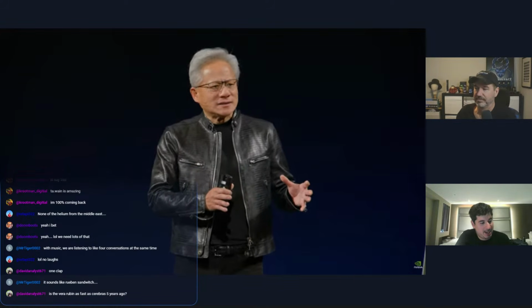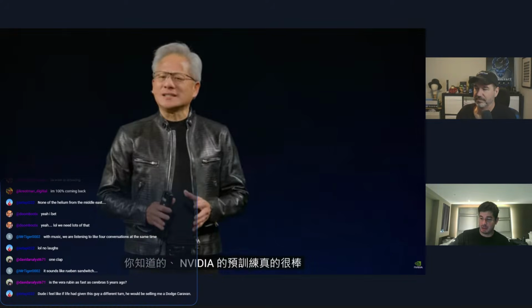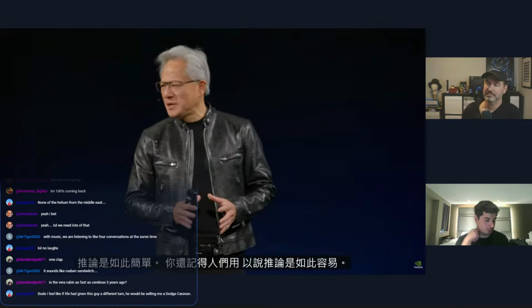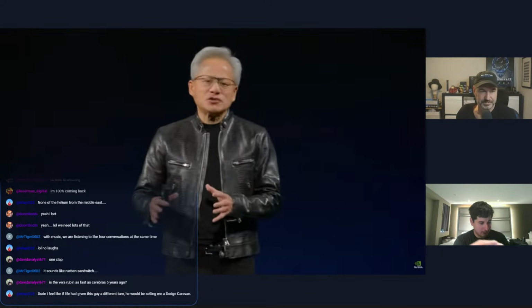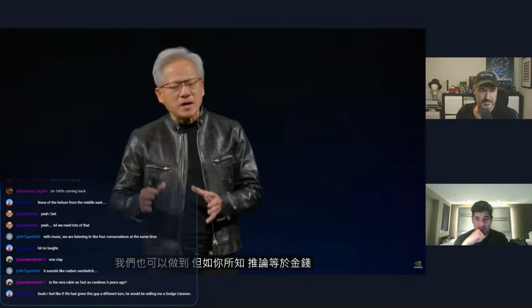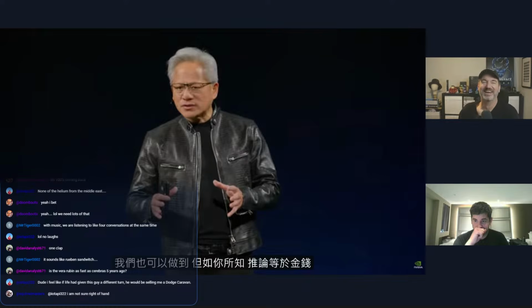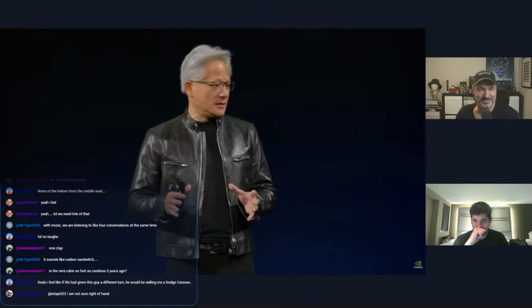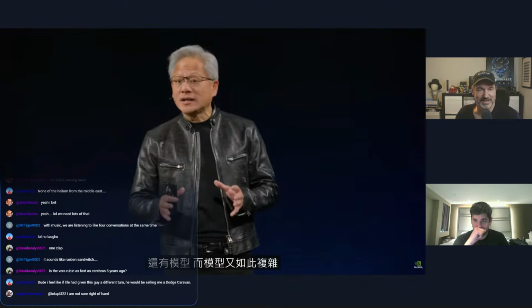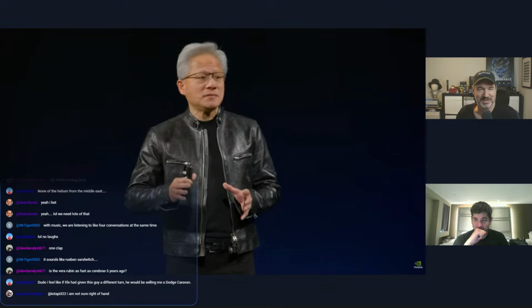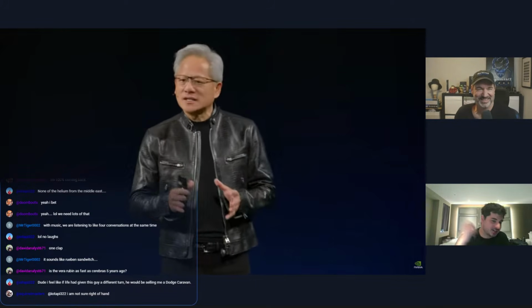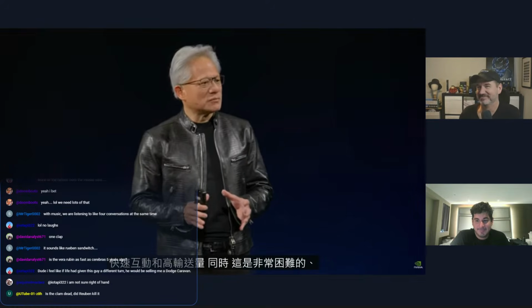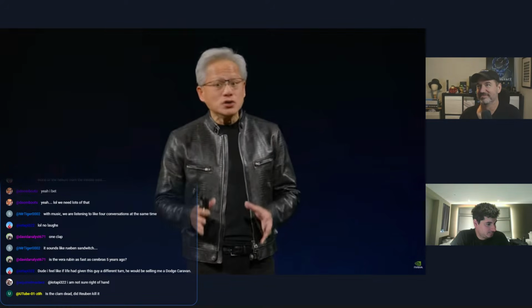People used to say inference is so easy. We could do that too. But as you know, in inference the models, MOEs, are incredibly complicated, and to deliver incredibly high interactivity and high throughput at the same time is incredibly hard, which is the reason why we created NVLink 72.